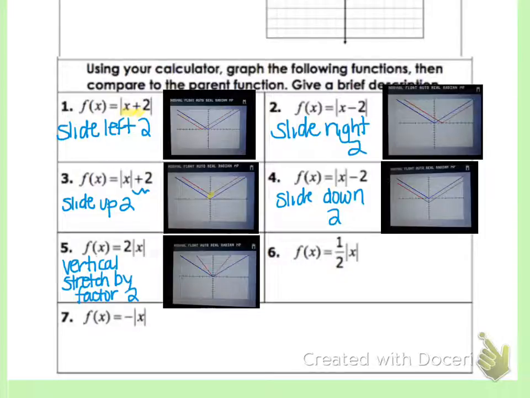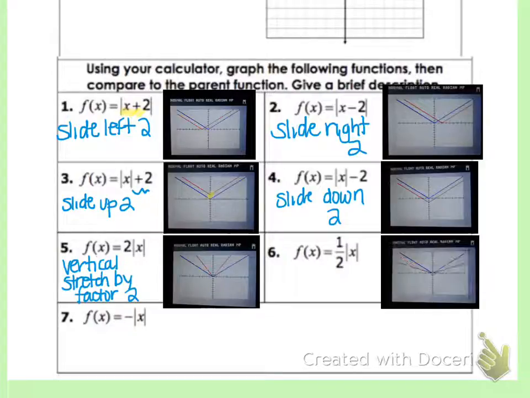So with that knowledge, if we thought about number 6, instead of multiplying by 2, we're taking the parent function and multiplying by a half. You might think that it would have the opposite effect. So let's take a look and see what that calculator picture looks like. That picture seems to confirm the hypothesis that instead of stretching it up and making it much skinnier and twice as tall, in fact, it's compressing it. It's pushing it down closer to the x-axis, and we call that a vertical compression.